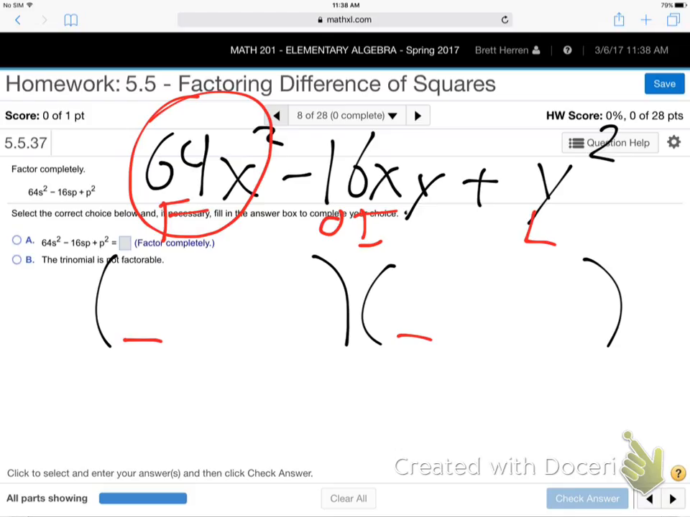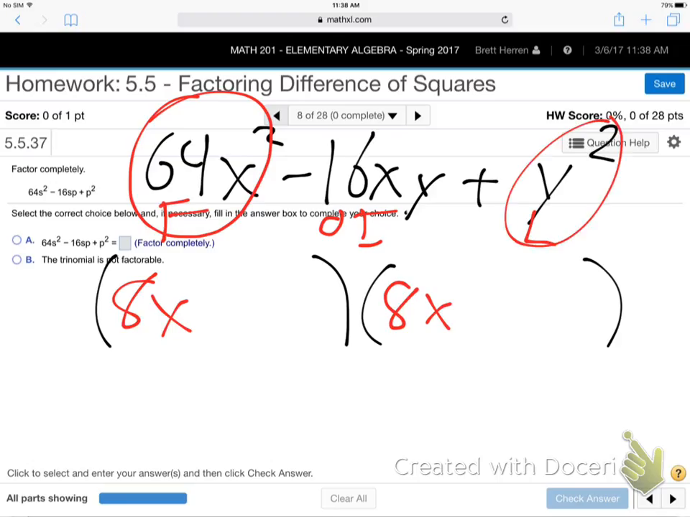So this is x squared, x, no x. So it's good. Leave the order. So front times front: what times what makes 64? 8 and 8. So we'll do that. 8x, 8x. Front times front to make front. And then last times last to make last. What times what makes y squared?